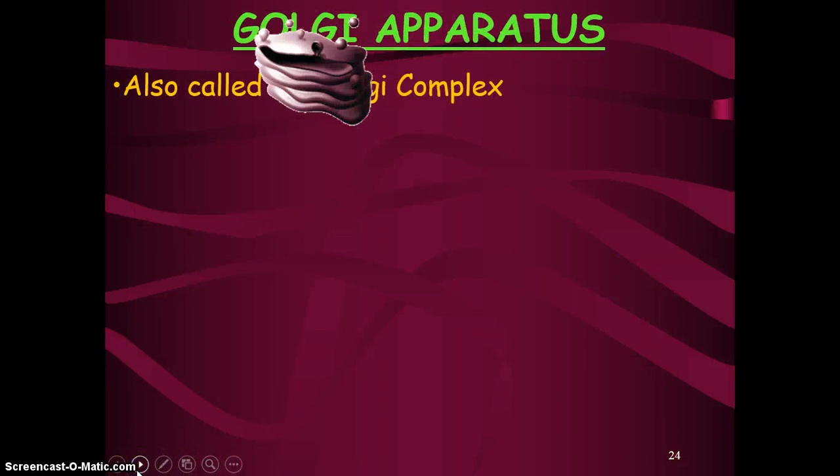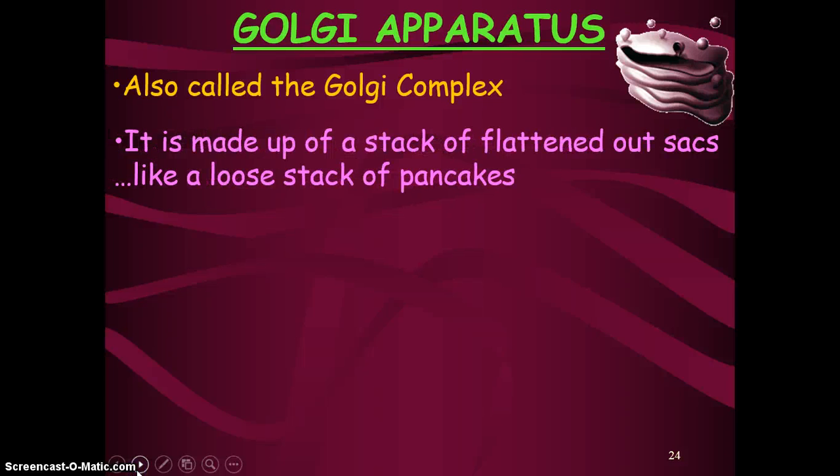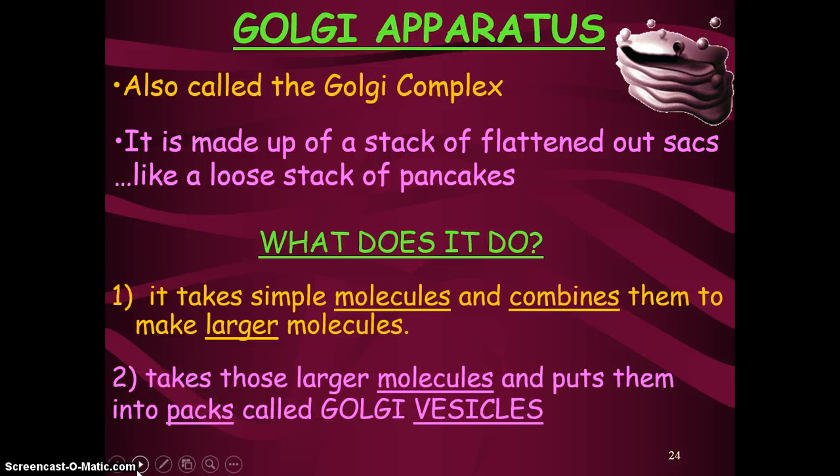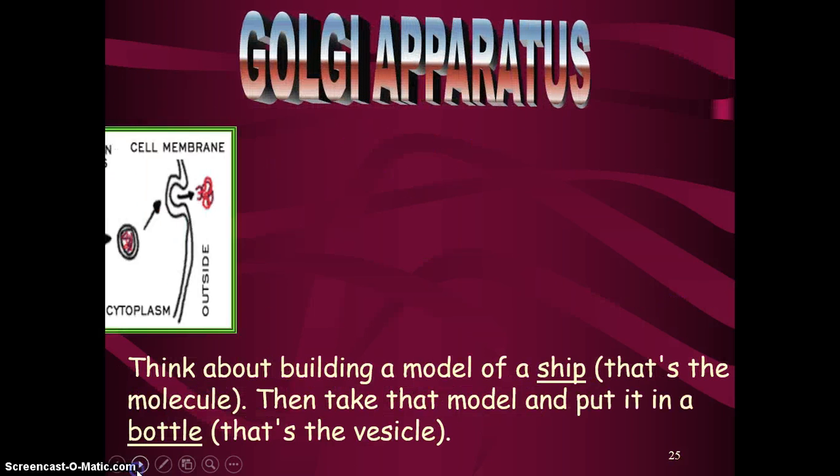The Golgi apparatus is also called the Golgi complex, and it kind of looks like a flattened stack of pancakes. Its job is to take in simple molecules, combine them to make larger ones, and take those larger molecules and put them into packages and secrete them, and they're called vesicles when they are secreted, packed.